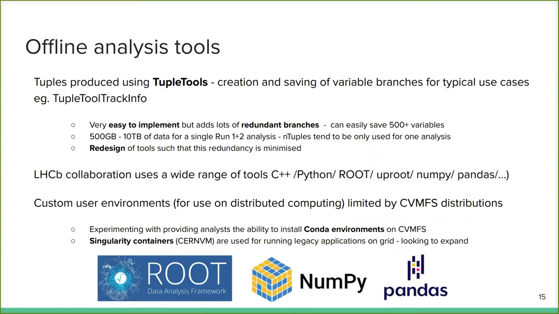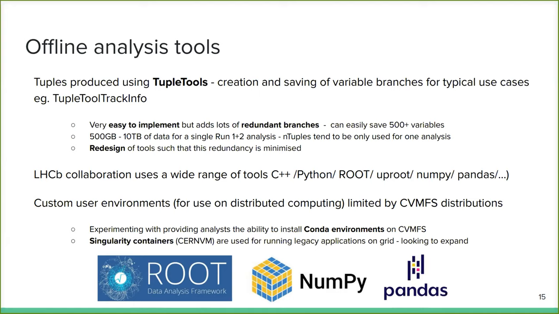To make our tuples, we use tuple tools, and these essentially just create and save a number of variable branches for typical use cases. An example is tuple tool track info. The problem with these is they're very easy to implement, a couple of lines, but it can add a lot of redundant branches to a tuple.